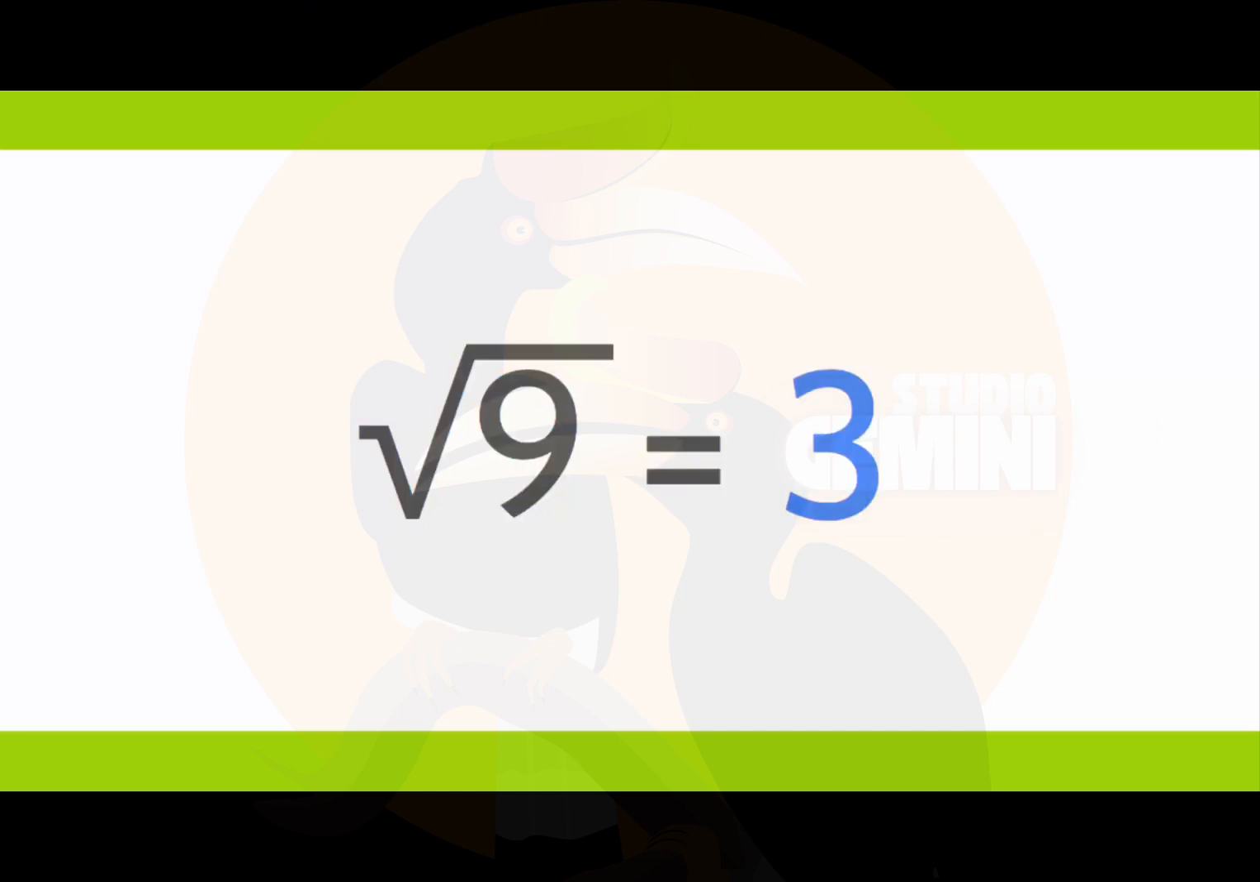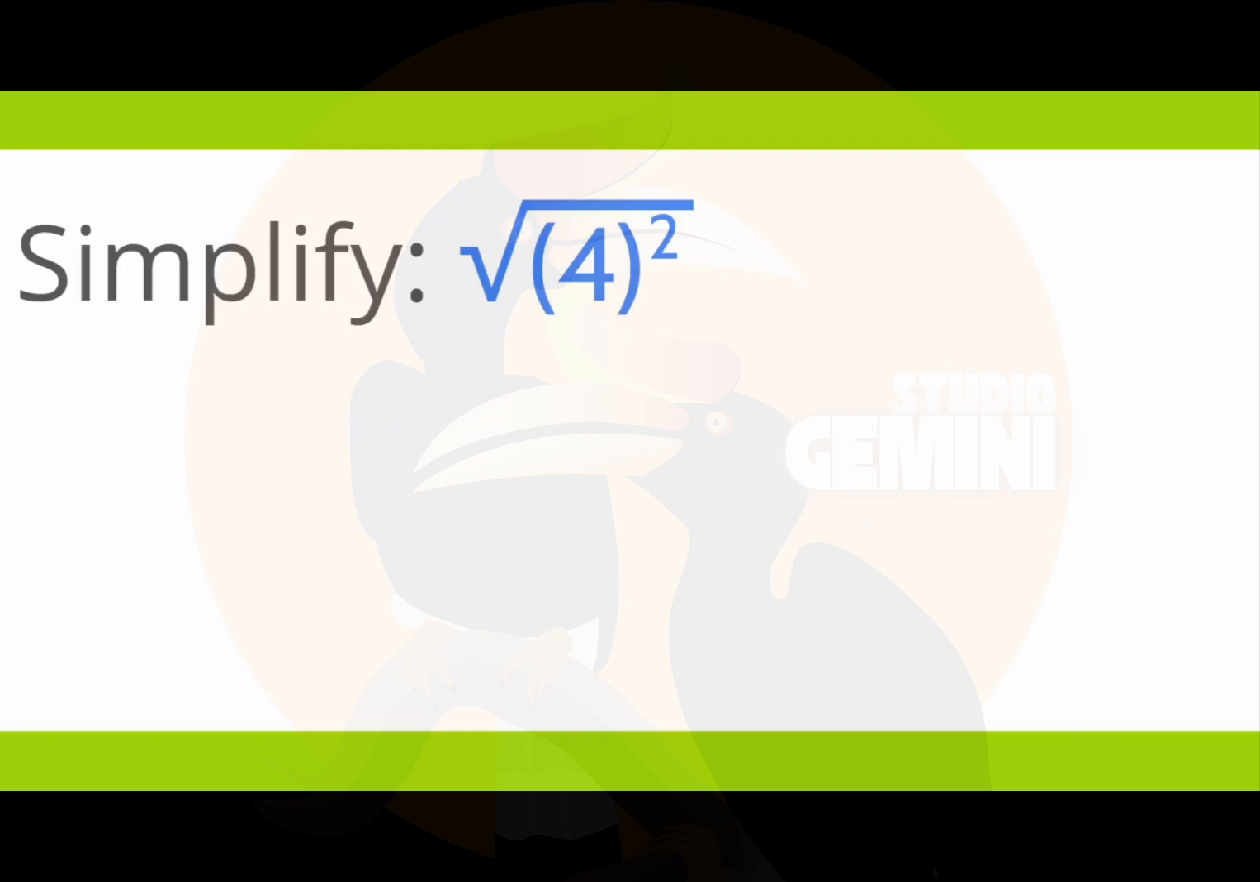Now let's look at how the relationship between squares and square roots works when simplifying expressions. Let's say we are asked to simplify the square root of 4 squared. We would start by squaring 4 first, which would give us 16, because 4 times 4 is 16. Then we would take the square root of 16. To find the square root of 16, we ask ourselves, what number squared equals 16? Well, we just squared 4 to get 16, so the answer is 4.